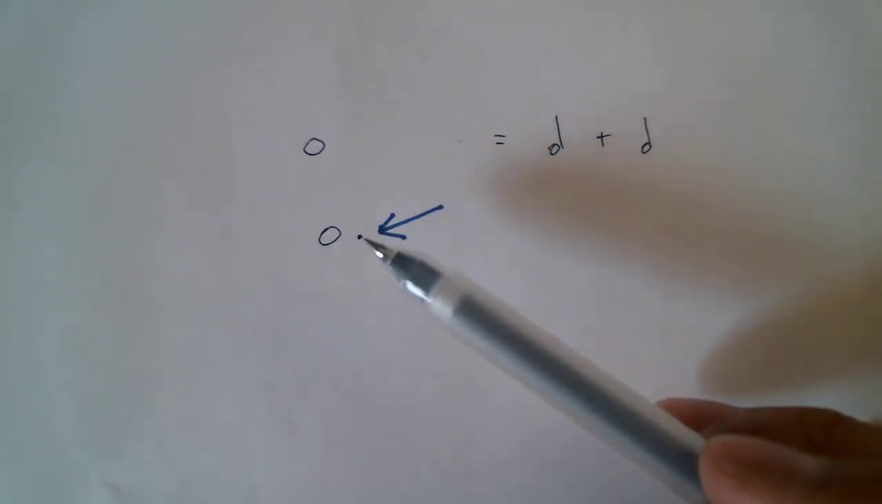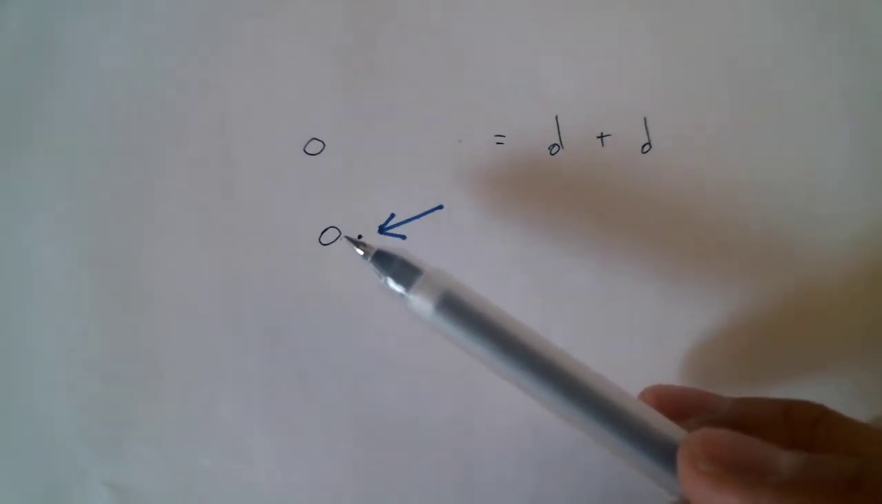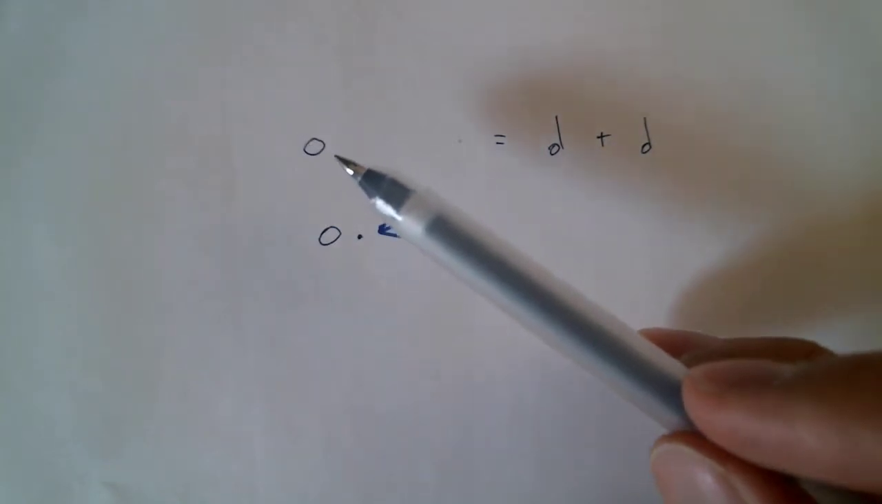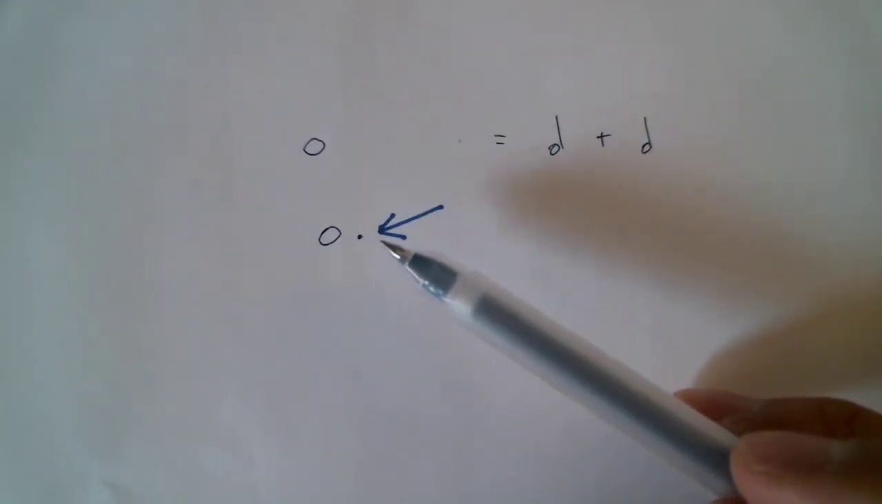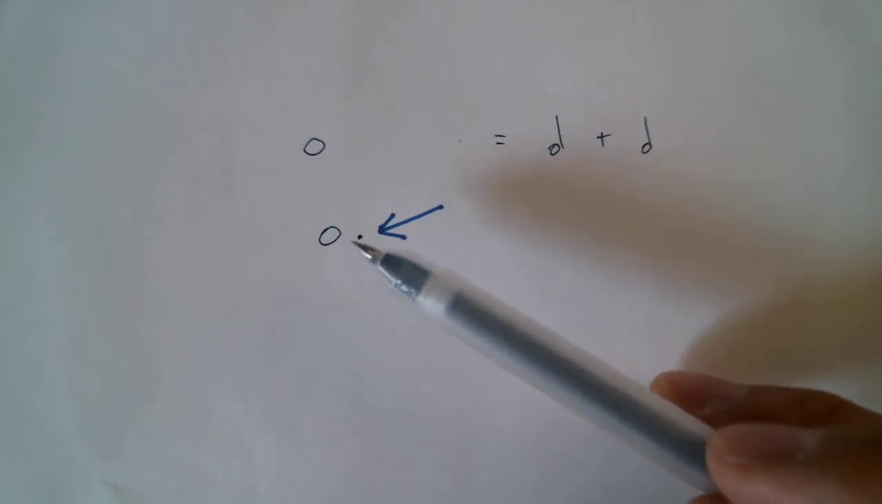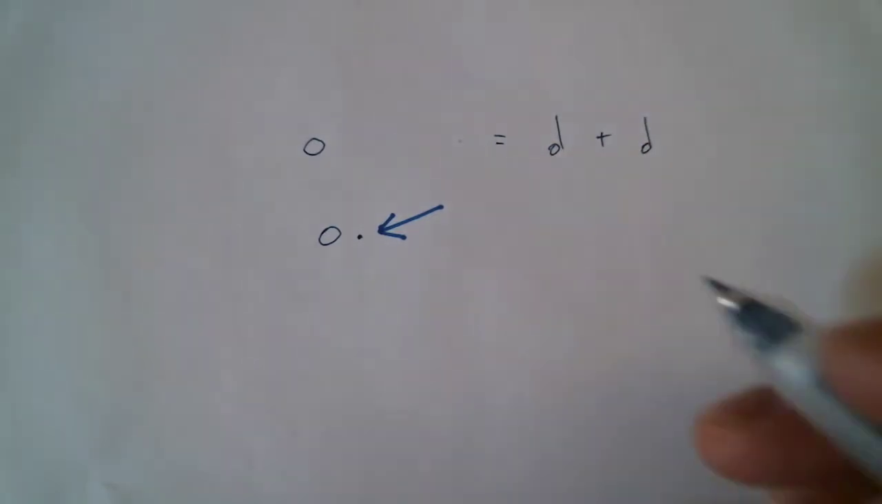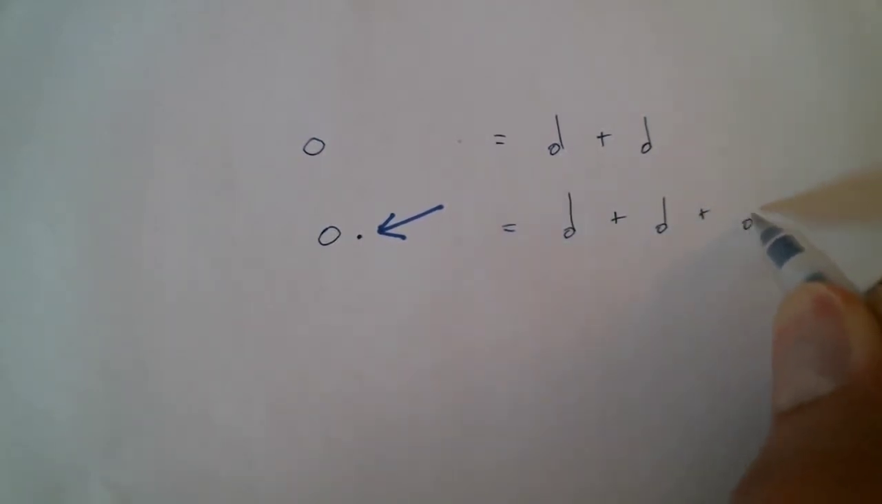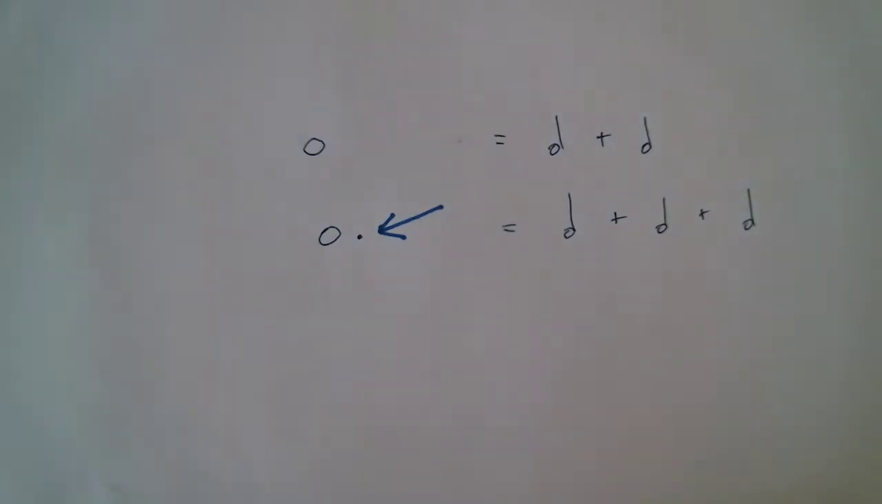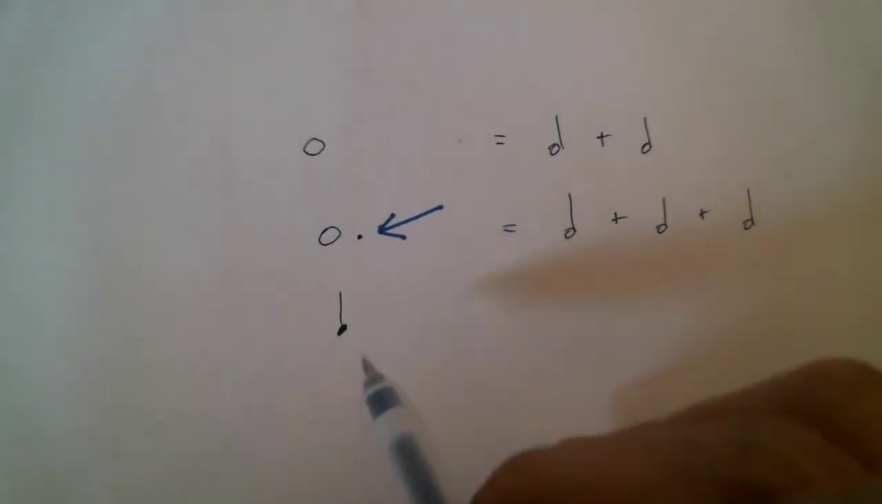So that's sort of the equation here. Now, by adding that dot, I'm going to add to this whole note half of its duration. So if the whole note starts with 2 half notes, the dot means that we're adding another half note. In this case, this dotted whole note would equal the same rhythmic value as 3 half notes.